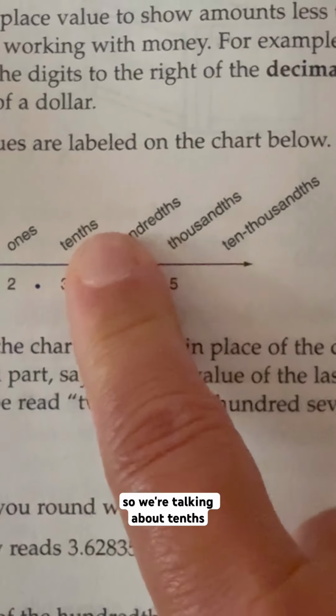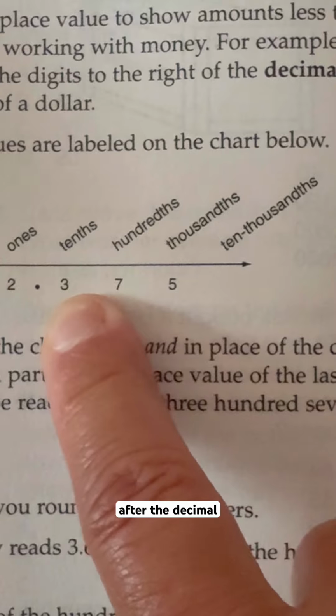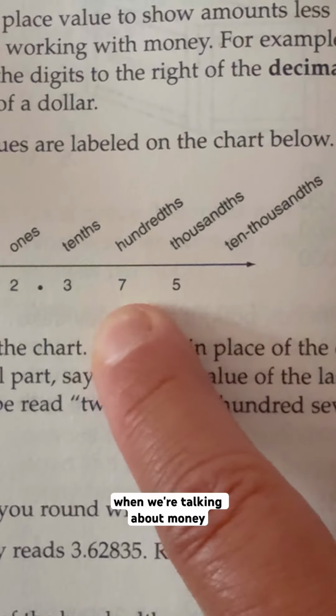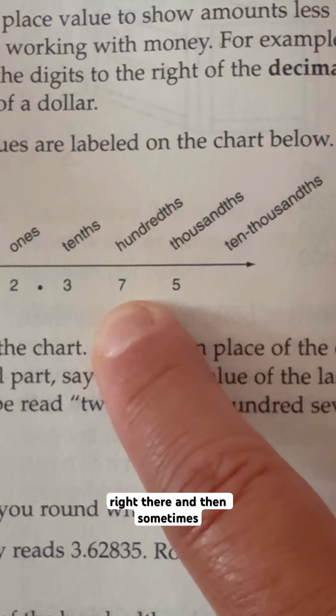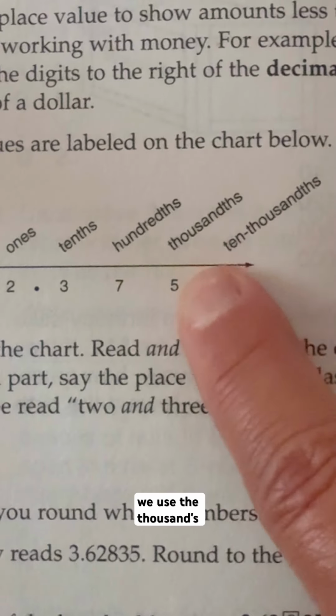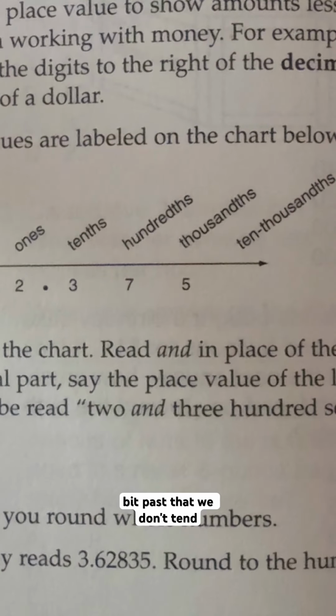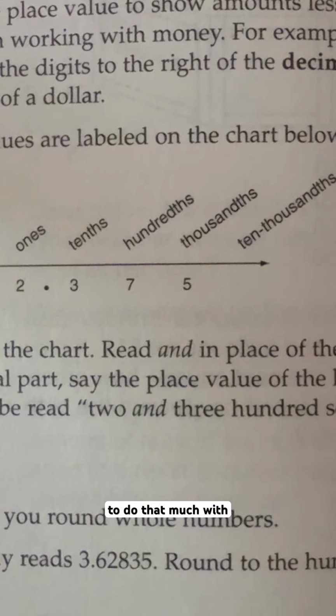So we're talking about tenths, which is the number right after the decimal. Hundredths is usually what we use, tenths and hundredths, when we're talking about money. So that would be that 7 right there. And then sometimes we use the thousandths position, which is right there where the 5 is. 10,000ths, we kind of go a little bit past that. We don't tend to do that much in math class.